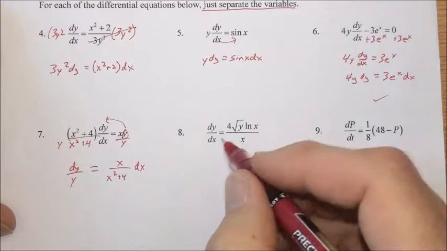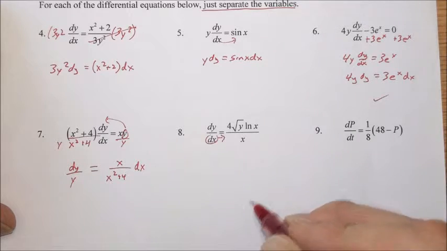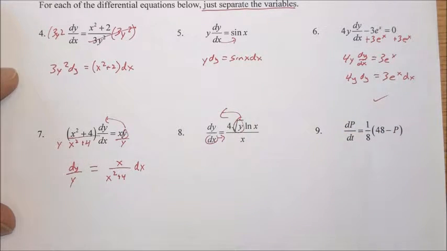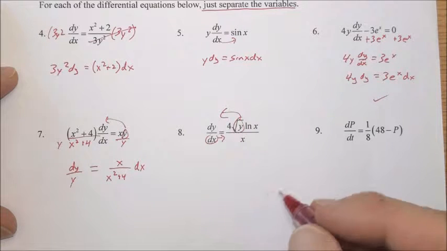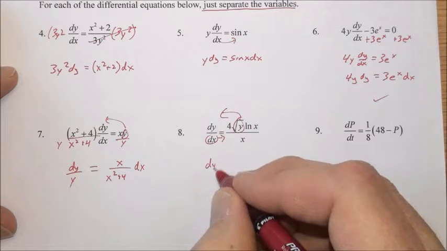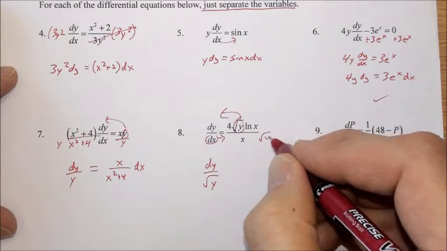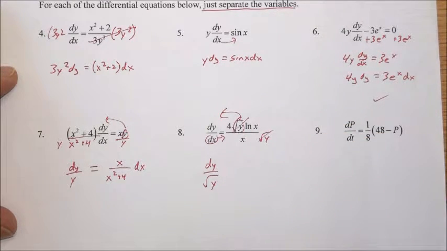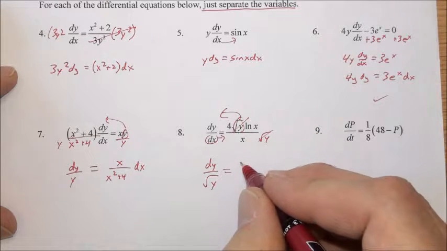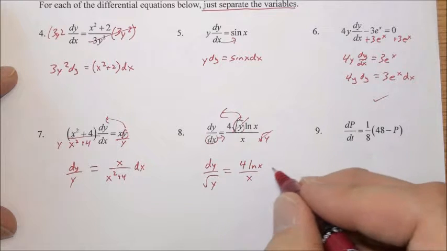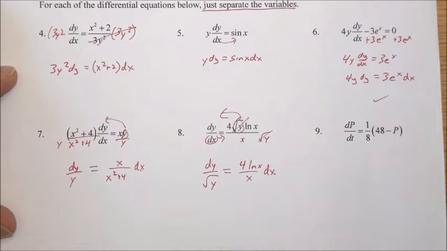With number 8, again, dx is going over. The only thing that needs to go over the other way is the square root of y. So we're going to divide by the square root of y. So dy divided by the square root of y, because again, if we divide by the square root of y, they wipe each other out, is equal to, and then our numerator is 4 ln x, our denominator is x, and dx at the very end.